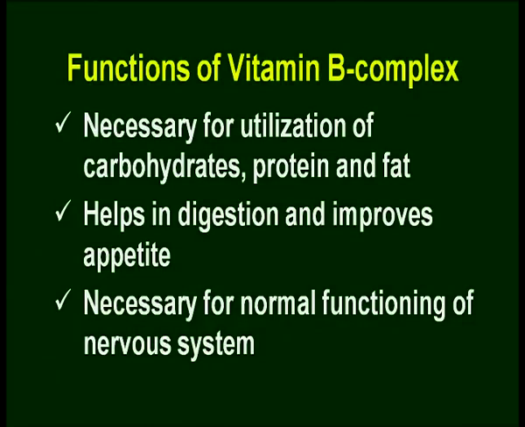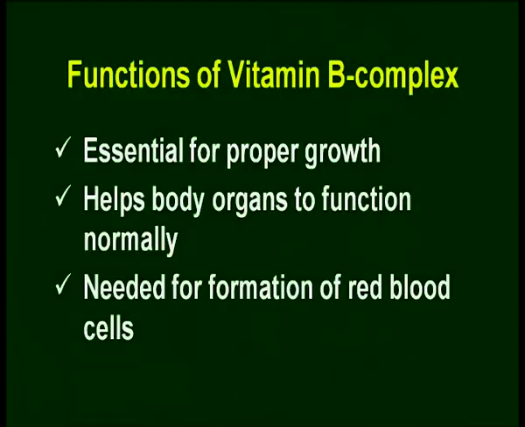They are essentially necessary for normal functioning of our nervous system. They are also required for proper growth and development, and help the body organs to function normally, in a healthy way. They are required for formation of RBCs and other compounds in the body. All these vitamin B complex are available in different kinds of variety in varying amounts.